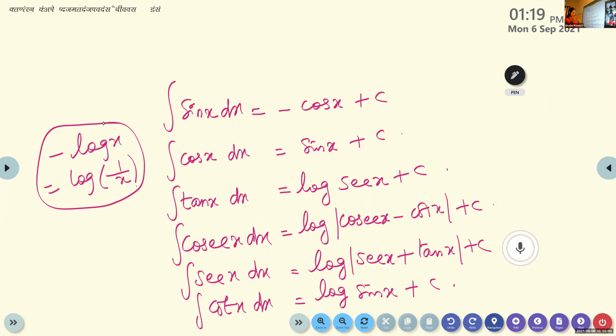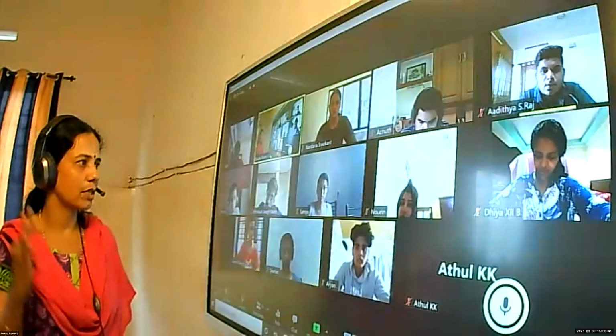Learn the formula. Say the formula once again. Atul, what is integral of cosec x? Log cosec x minus cot x plus c. Okay. Aryan, integral of cos x? Sania, integral of tan x? Log sec x plus c. Aditya, what is integral of cot x? Log sin x plus c. Okay, so we know all these formulas, isn't it?